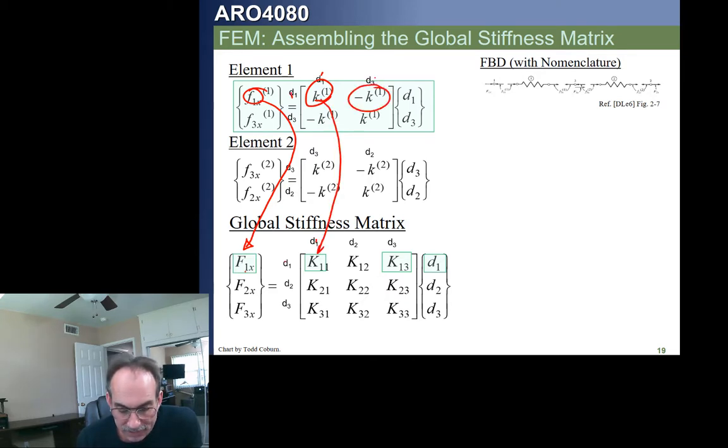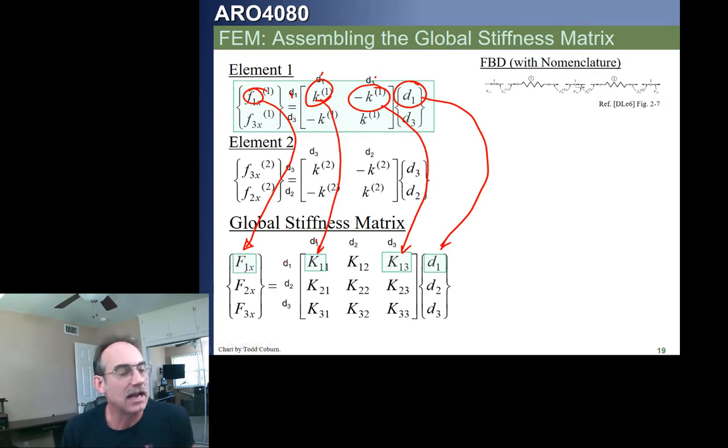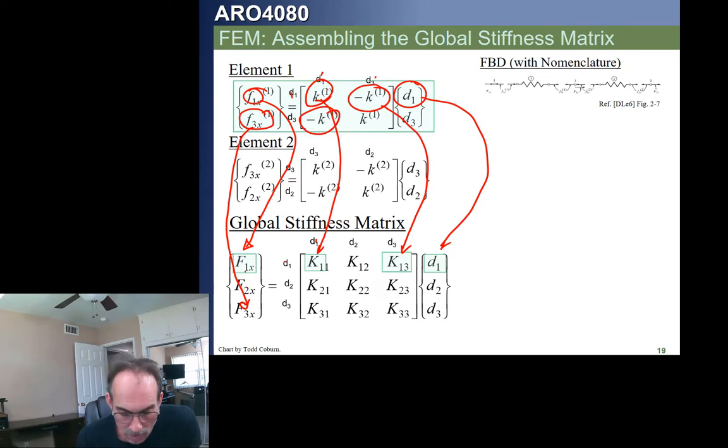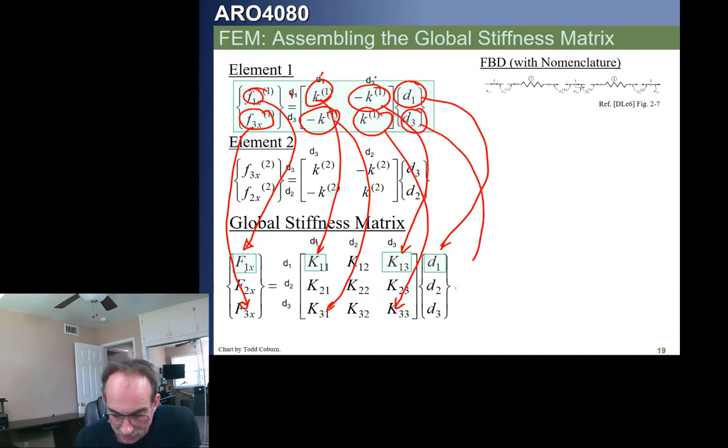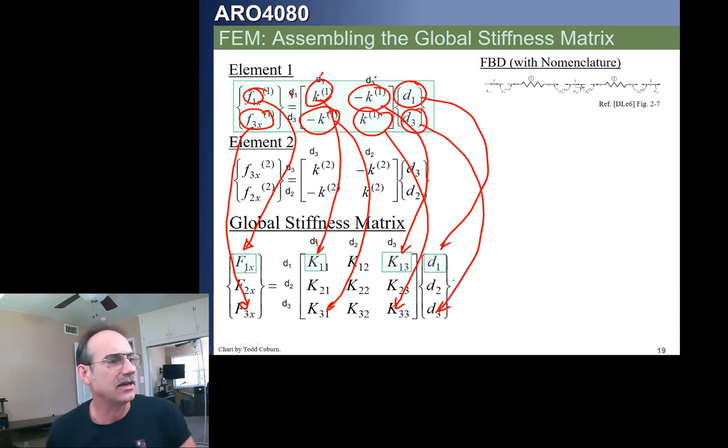This guy is 1, 3. So this is going to go into 1, 3. And this guy is at node 1, which will go here. You see that? Everything else is 0 right now. Then we're going to look at the second row. Now we're going to say, okay, this guy here is going to go into node 3. This guy here is going to go into 3, 1. This guy here is going to go into 3, 3. And this guy here is going to be 3. You see that? Let's take a look at how that works.